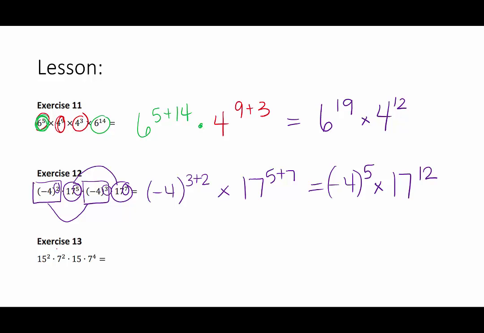Finally, we have number 13. We should recognize that we have two different bases. We have 15s, which I'm going to put a box around, and I'm going to circle the 7s. What's different about this 15 here is that it doesn't have a power, but there's always a 1 power if it's by itself, because 15 to the first power is just 15. So we have 15 to the 2 plus 1 power times 7 to the 4 plus 2 power. That's going to give us 15 to the third power times 7 to the 6th power.